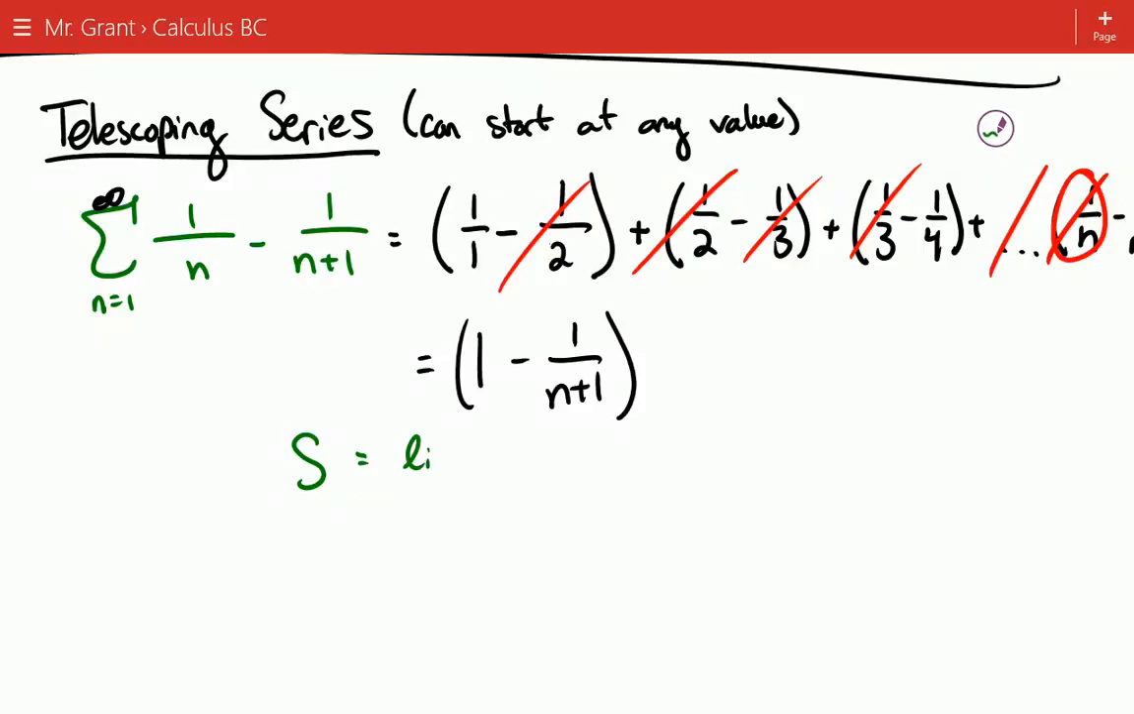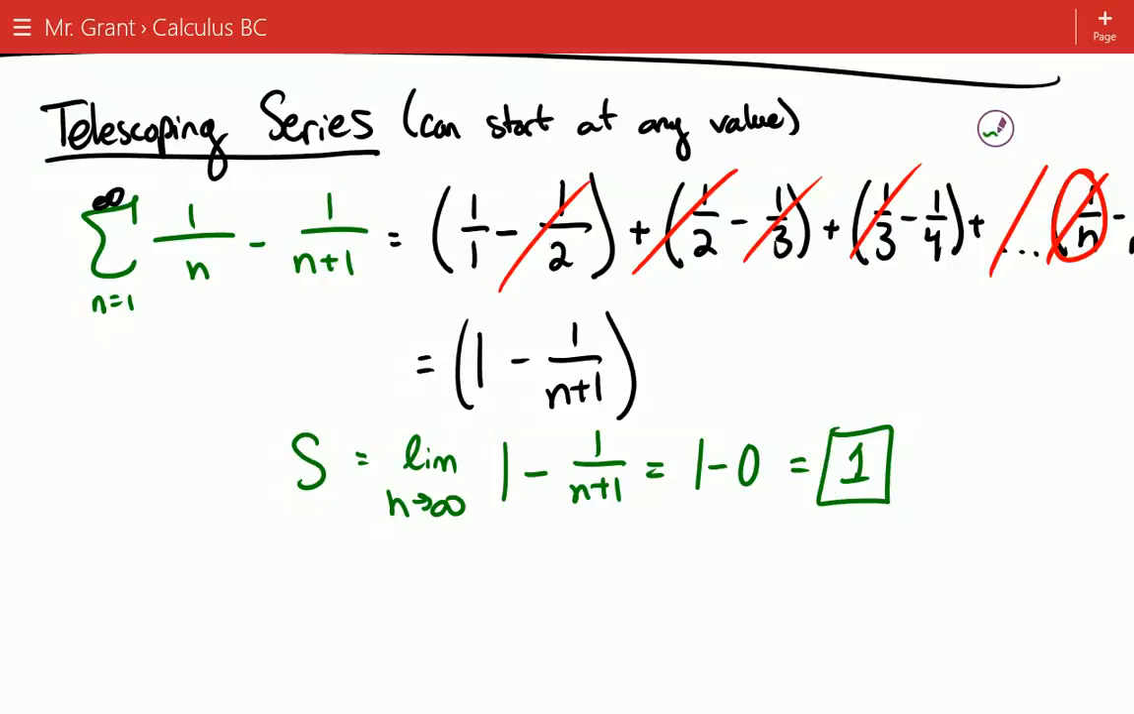We could say the sum's equal to the limit as n grows infinitely large of our series, which is 1 minus 1 over n plus 1. When we make this bottom infinitely large, 1 over an infinitely large number goes to 0. So we just find 1 minus 0, which equals 1. So therefore, not only does this series converge, it converges to 1. If you were to add up every single term, the final answer would be 1.